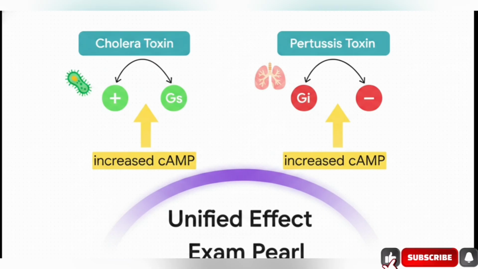Pertussis toxin, on the other hand, inhibits the Gi subunit. Remember, Gi normally decreases cAMP. If you inhibit the inhibitor, you again get pathologically high cAMP. This leads to electrolyte secretion in sputum, causing whooping cough. Both toxins increase cAMP, but through completely opposite mechanisms on the G protein subunits.